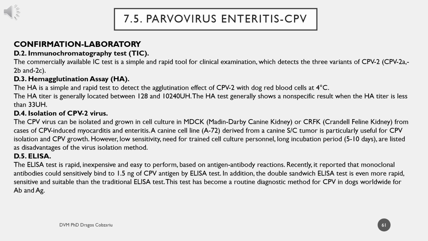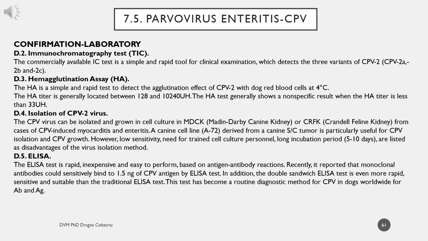D.2. Immunochromatography test, TIC. The commercially available IC test is a simple and rapid tool for clinical examination, which detects the 3 variants of CPV2, CPV2A, 2B and 2C. D.3. Hemagglutination assay, HA. The HA is a simple and rapid test to detect the agglutination effect of CPV2 with dog red blood cells at 4 degrees Celsius. The HA titer is generally located between 128 and 10240 HAU. The HA test generally shows a nonspecific result when the HA titer is less than 33 HAU.